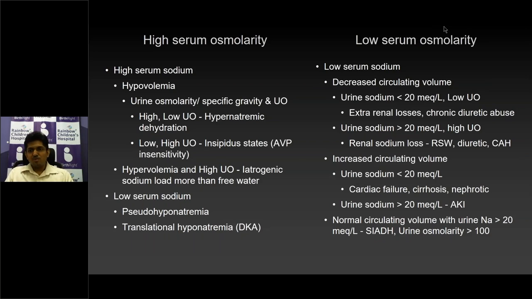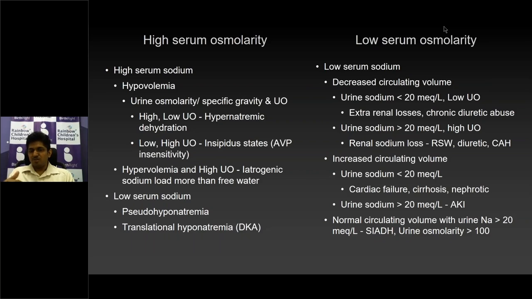Suppose the circulating volume is normal, or there is a mild weight gain, and your urine sodium is more than 20, and you check the urine osmolarity. If the urine osmolarity is more than 100, you are dealing with a SIADH case. So always, when you see the sodium level, check the serum osmolarity. Low sodium should always correspond to a low serum osmolarity. If the serum osmolarity is low, go into the circulating volume.